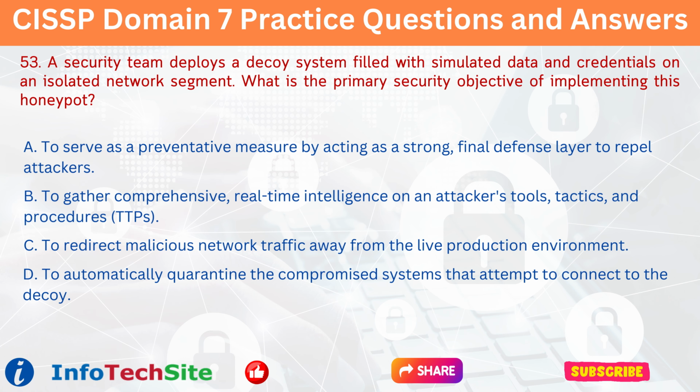53. A security team deploys a decoy system filled with simulated data and credentials on an isolated network segment. What is the primary security objective of implementing this honeypot? A. To serve as a preventative measure by acting as a strong, final defense layer to repel attackers. B. To gather comprehensive, real-time intelligence on an attacker's tools, tactics, and procedures, TTPs. C. To redirect malicious network traffic away from the live production environment. D. To automatically quarantine the compromised systems that attempt to connect to the decoy.